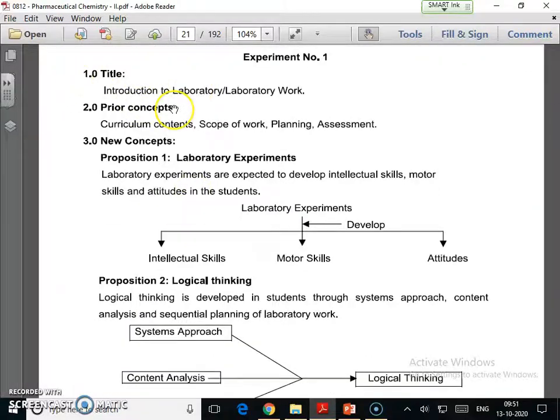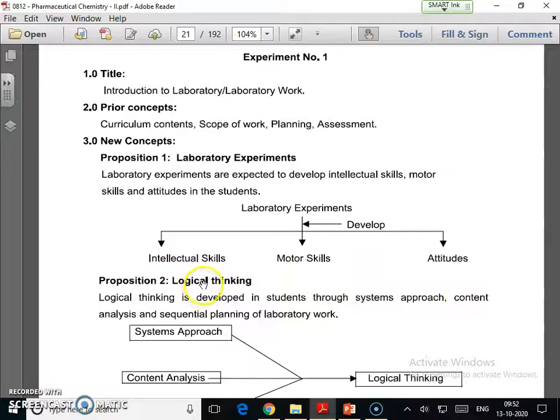Experiment number 1, introduction to laboratory, in which the prior concepts are: what is curriculum, what is the scope of work, scope of subject, planning, assessment. The new concept as far as the laboratory experiment is concerned: we know very well that there are 3 basic skills we have to perform and adopt in the practical syllabus or practical curriculum, that is intellectual skill, motor skill and attitude.